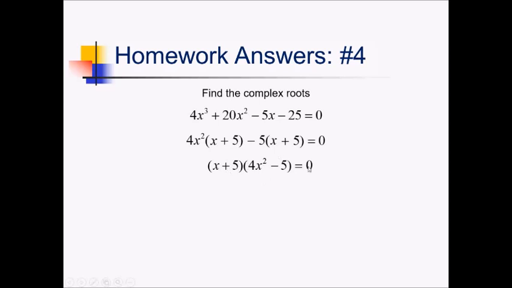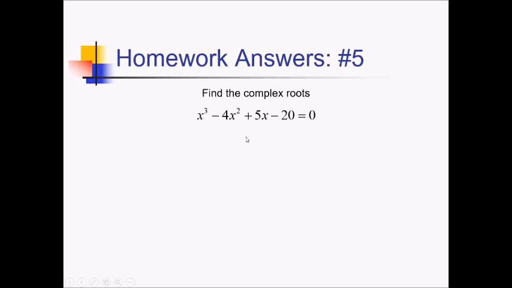Setting each of these factors equal to 0 and solving, for this first factor, x has to equal -5. And for this next one, if I set this equal to 0, I could add the 5 and divide by 4, and I would see that x squared equals 5/4. But then I need to go a little further and actually solve this by square rooting. So if I square root both sides, I have a plus or minus, and that's going to be square root of 5 over square root of 4, or just simply plus or minus radical 5 over 2.